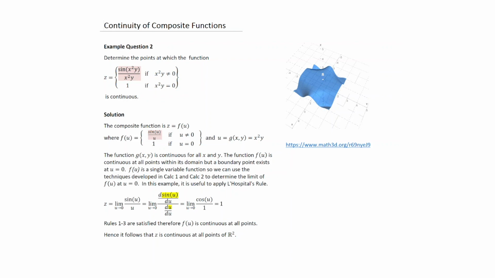So we can say that rules 1 and 3 are satisfied. Therefore, f as a function of u is continuous at all points. Hence it follows that z is continuous at all points of R2, in the xy domain. If you want to look at the function, you can. Here's the link. This is just a simple picture showing what it looks like. You can look at it and rotate it and do whatever you want with it.